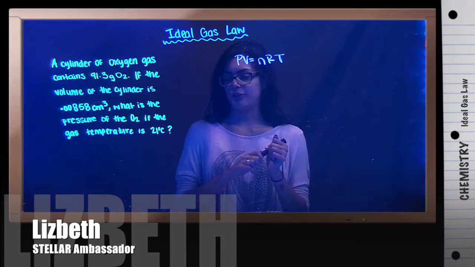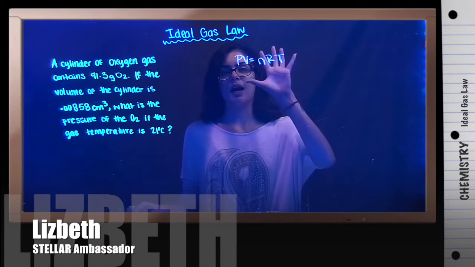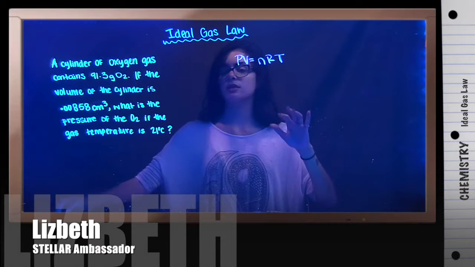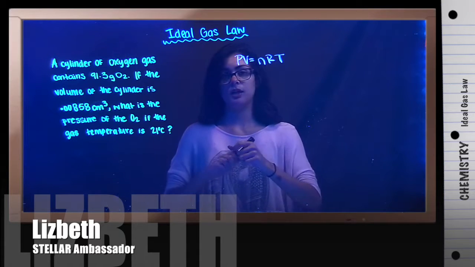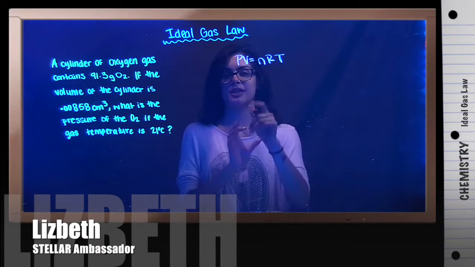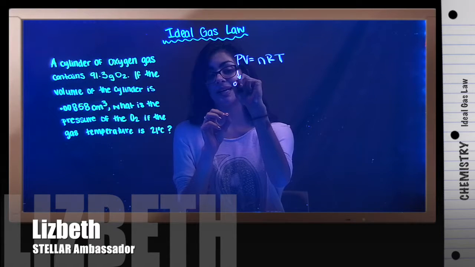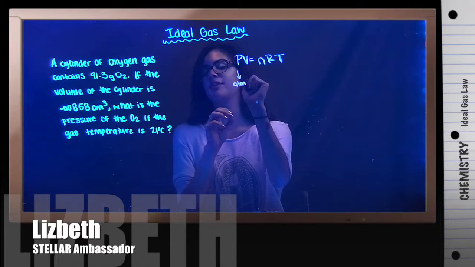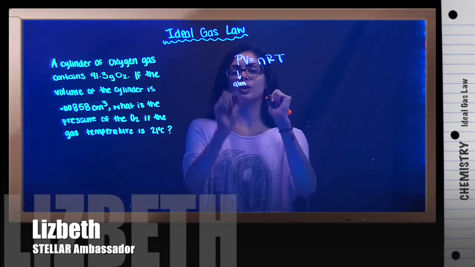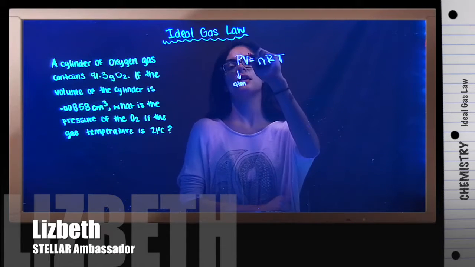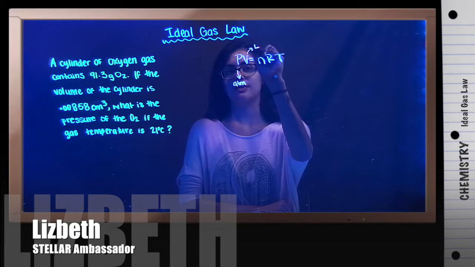So the first thing we're going to do is talk about what each of these actually means. P is pressure and it needs to be measured in atmospheres. In the other gas laws, you can kind of get away with not changing it to atmospheres, but in this one, you absolutely need to have it in atmospheres. The volume absolutely needs to be in liters.